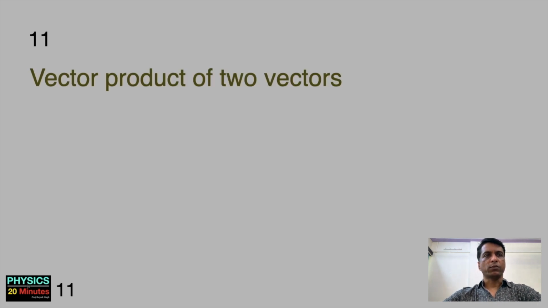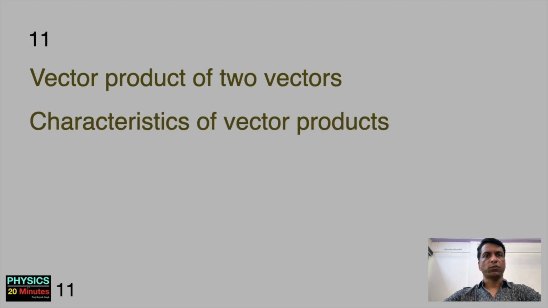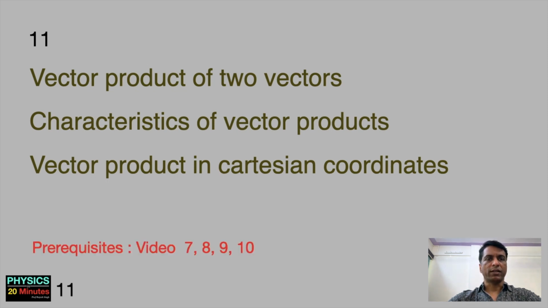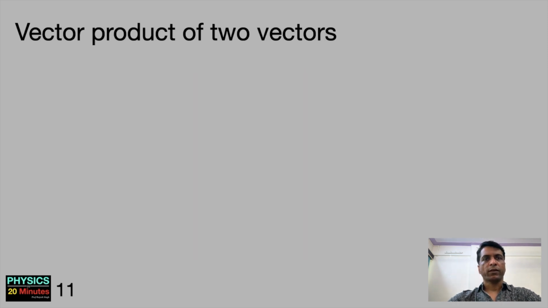In this video we are going to learn about vector product of two vectors, characteristics of vector products and vector products in Cartesian coordinates. You might need to see videos 7, 8, 9, 10 to understand the concepts being developed in this video. So what is a vector product of two vectors?